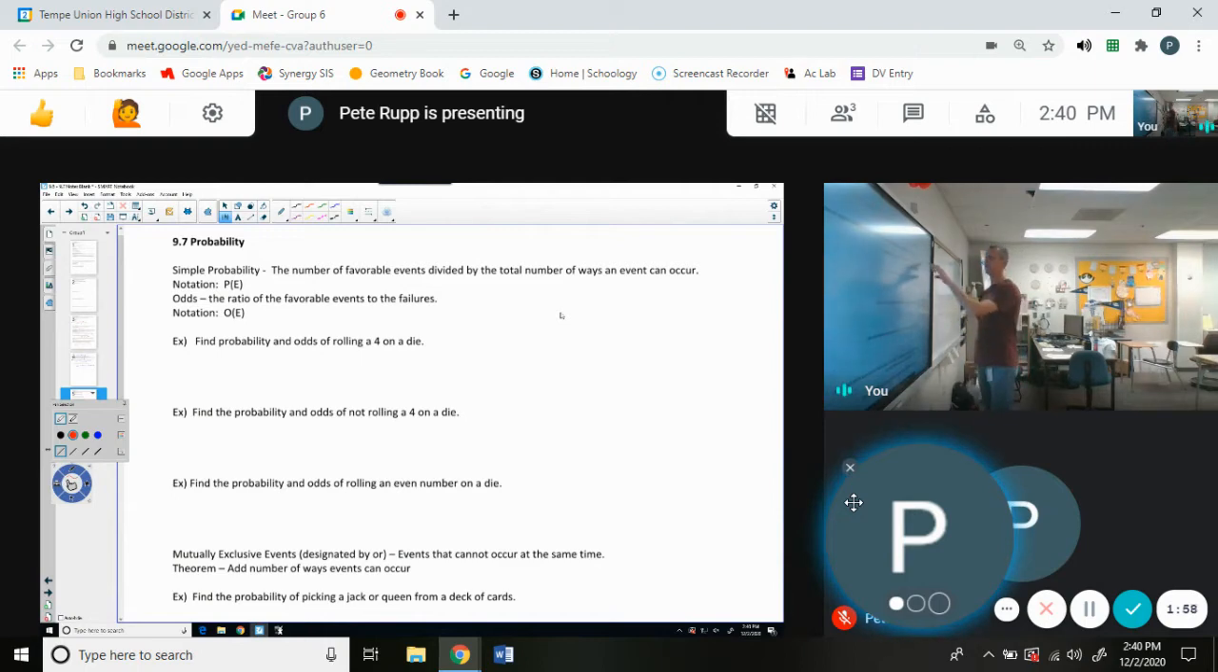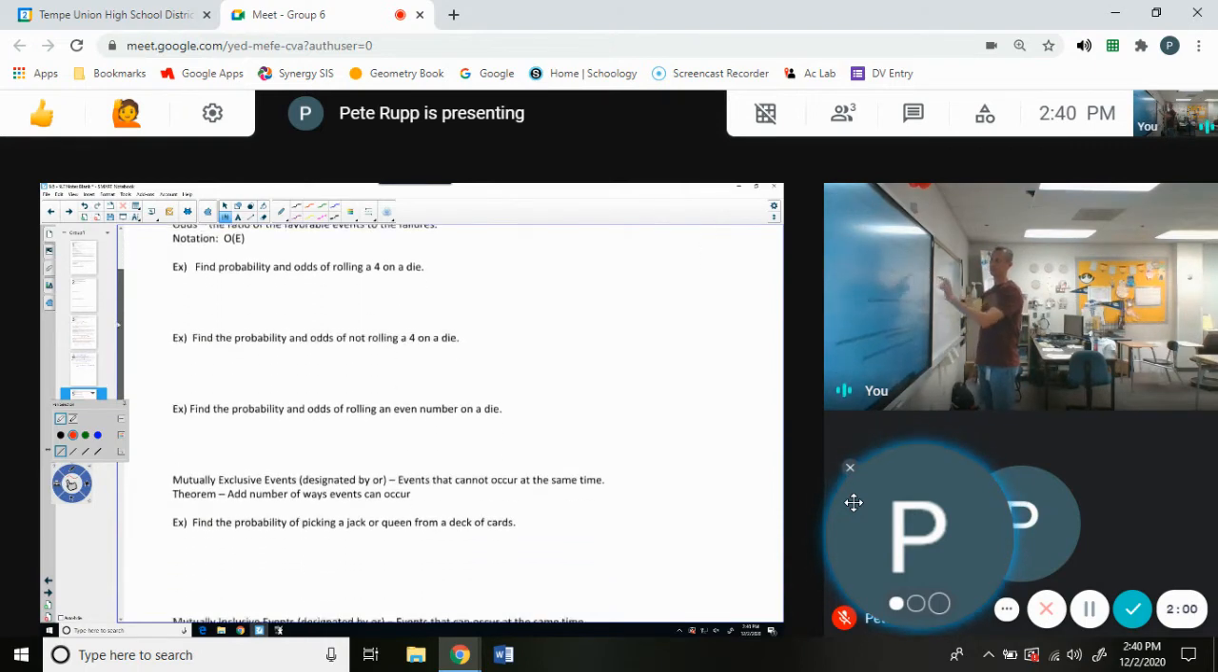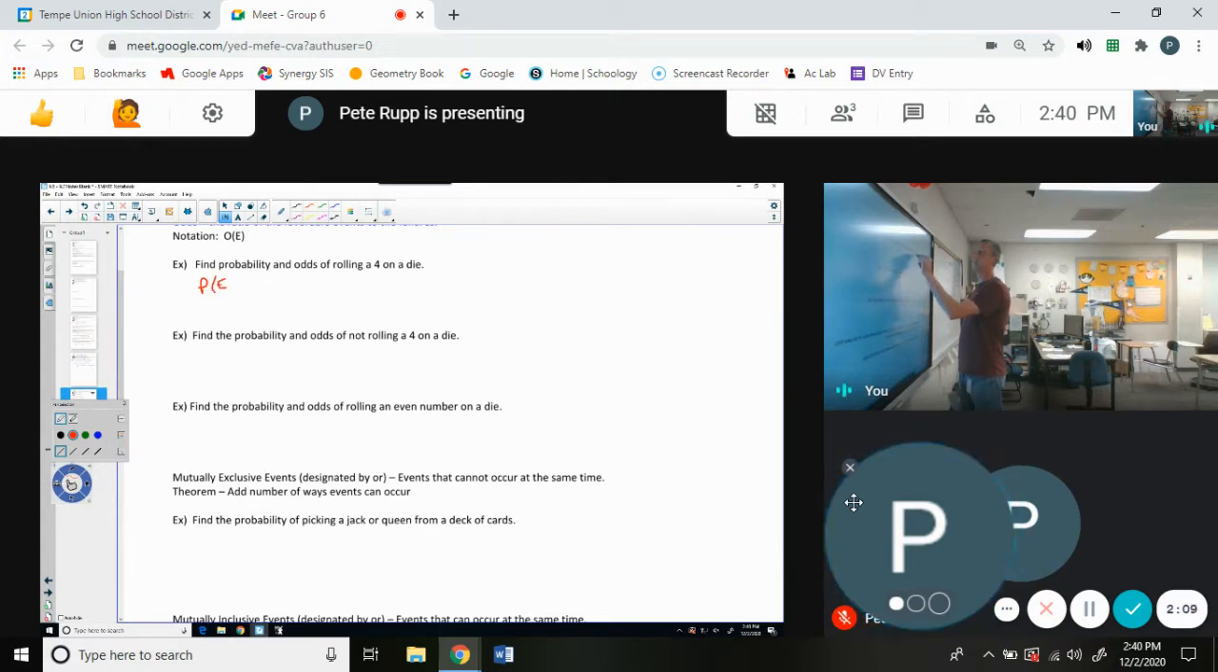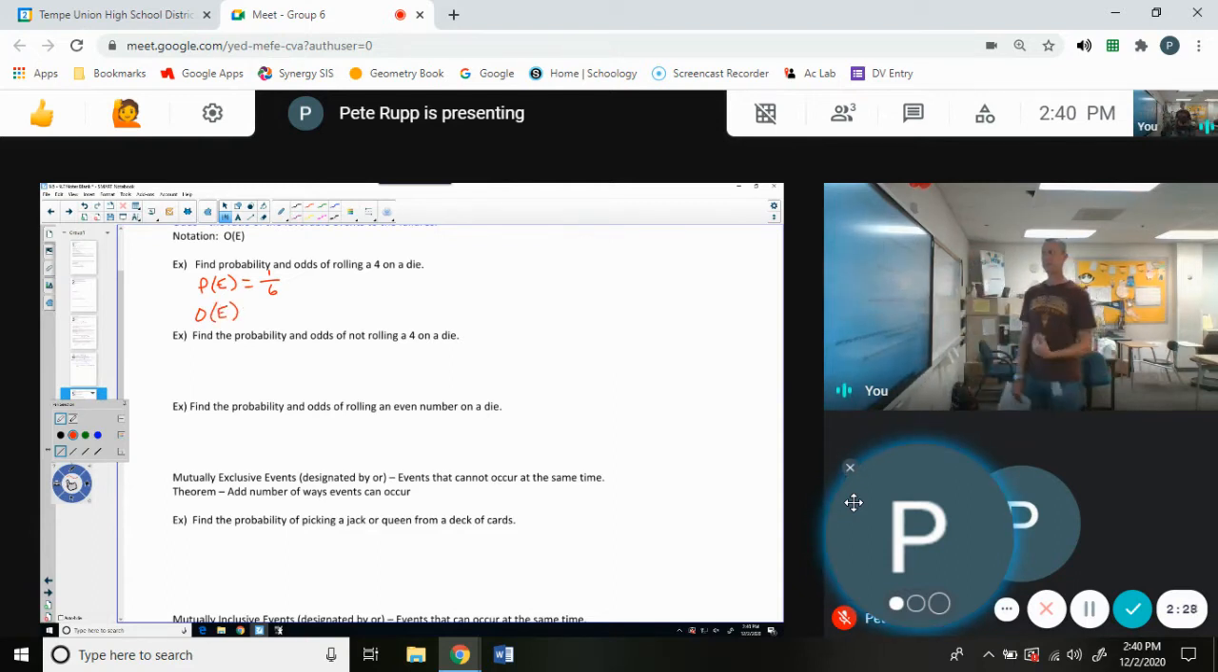So it says, first example, you're going to have a bunch of these for your homework. Find the probability and odds of rolling a 4 on a die. First, how many 4s are there? There is 1, so the probability of the event, rolling a 4, some people write probability of 4, either way, is 1 out of the total number, which is 6. The way you think about odds, so odds of the same event, how many successes are there? A success would be rolling a 4, so that would be 1.